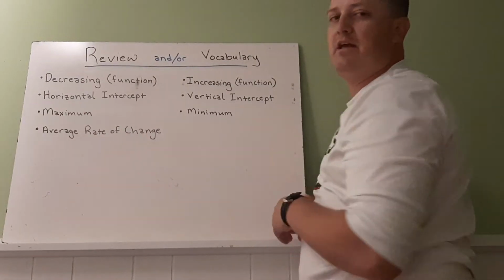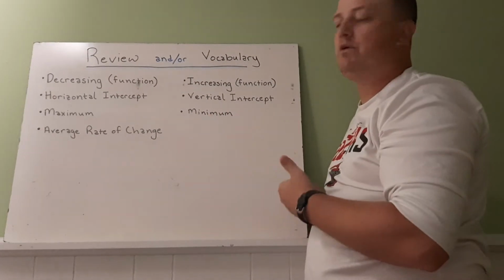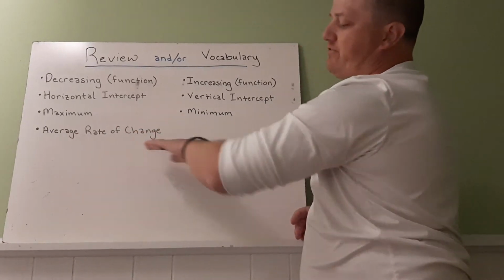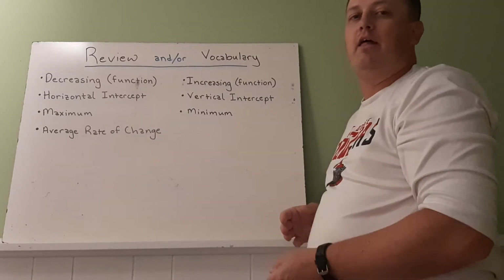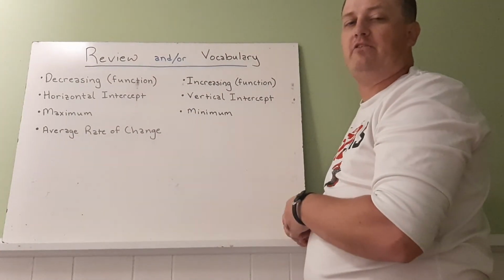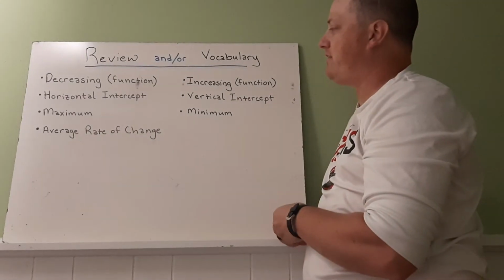A maximum is our highest point on the graph. Our minimum is our lowest point on the graph. And our newest term, average rate of change, which remember is the difference of the outputs of two spots on a graph divided by the difference of the inputs of those two spots of the graph.